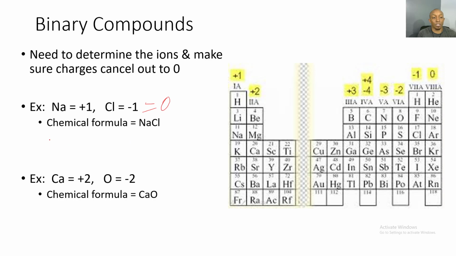So another way we can look at this is we have +1, we have -1, and that will give us a 0. So now let's look at calcium. Calcium has a +2 charge if we look at our chart. And then oxygen has a -2 charge. And once again, we take a +2, -2, and that gives us 0. So these two charges, they balance each other out. So our chemical formula is CaO, or calcium oxide.